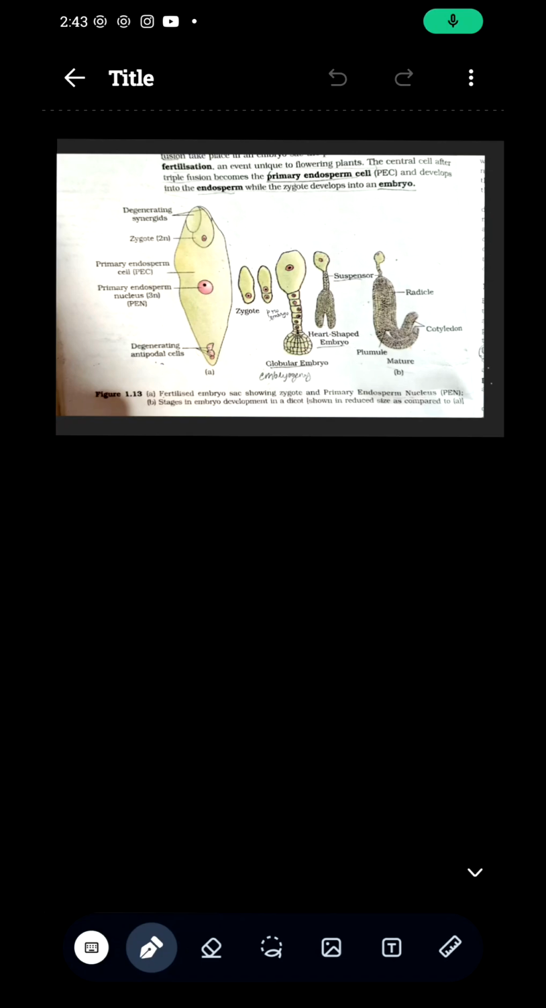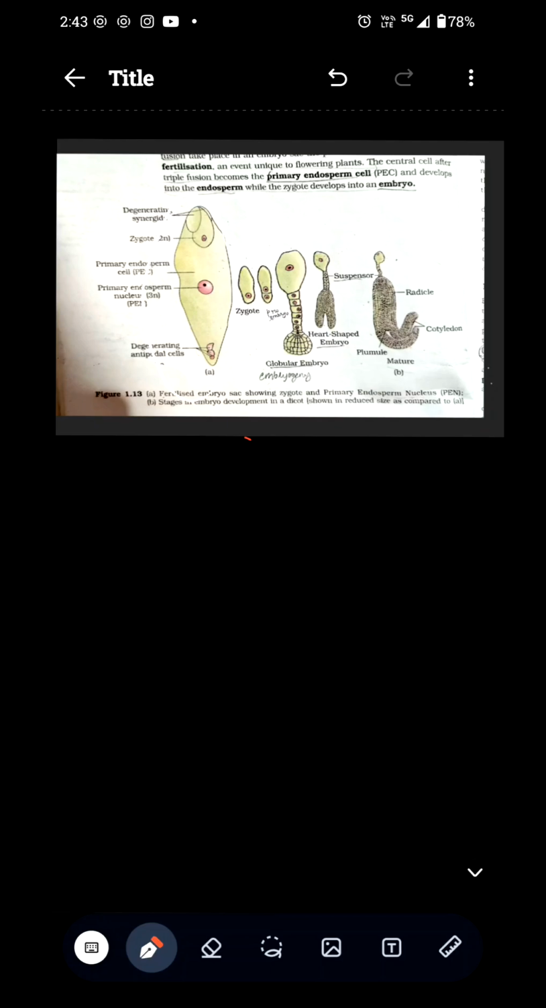So now let us move on to the next picture, that is fertilized embryo sac showing the zygote and primary endosperm nucellus. Can you observe before the post fertilization events? So zygote should be developed, right? That particular thing is shown here.